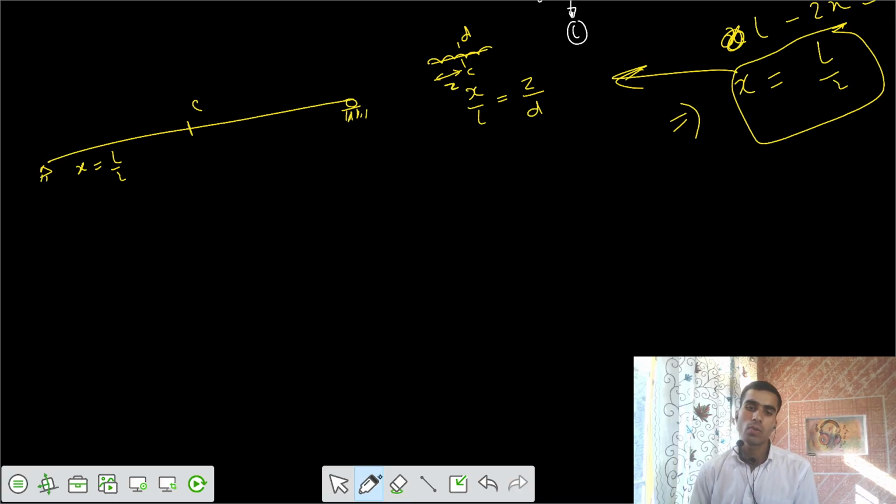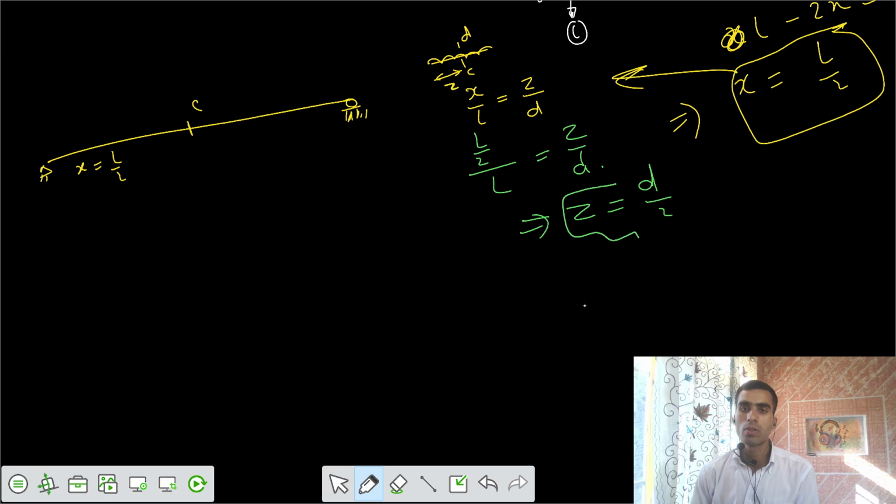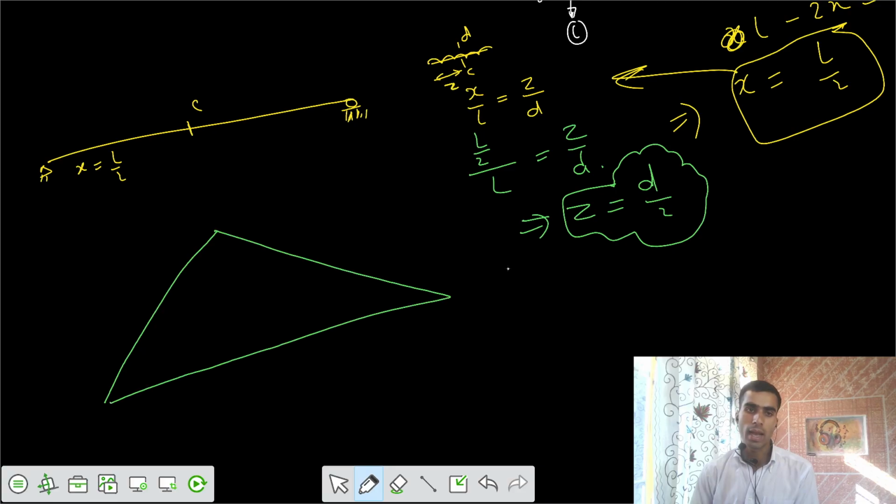So if I substitute the value of x equals L by 2, that equals z by d. So what do we get from this? We get z equals d by 2 also. So for this case, if you try to draw that ILD for BMD at C, at the location where YC is maximum, YC is equal to YC max.